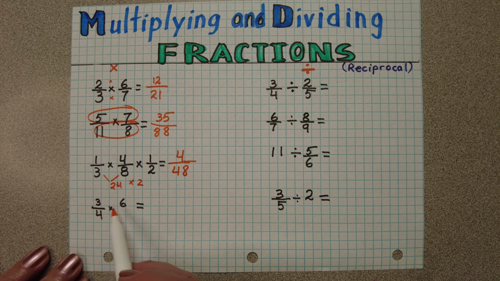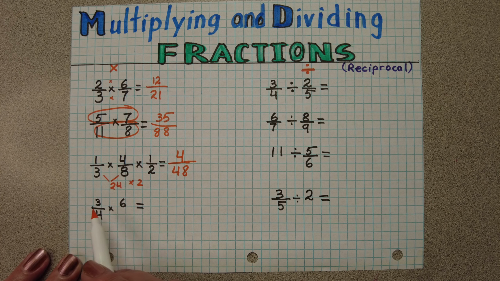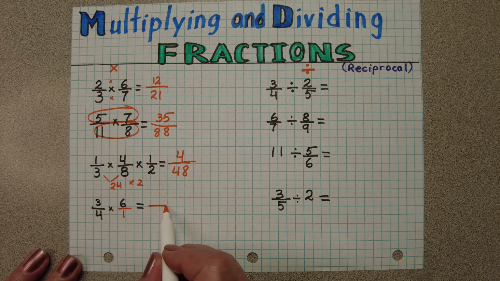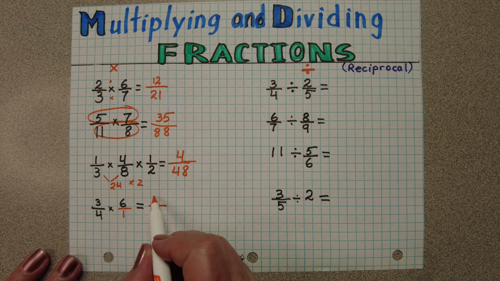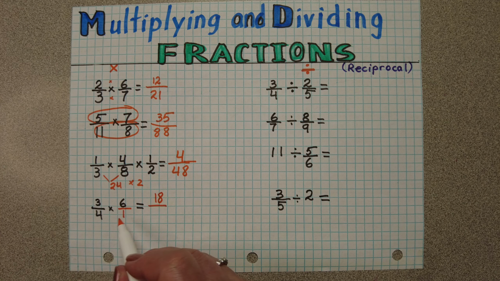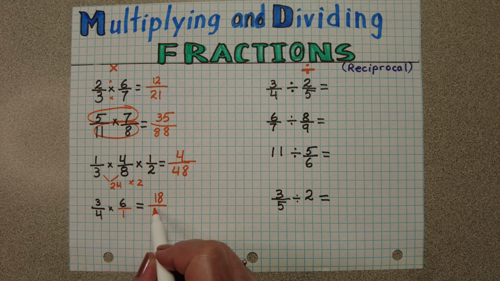Another case, if you have 3 over 4 times 6, a whole number, not a fraction. As I mentioned before, we can make this a fraction. If it's a whole number, you can just divide by 1 and make it a fraction. 6 over 1 is equal to 6. So we do the same rule. 3 times 6 is 18. 4 times 1 is 4.